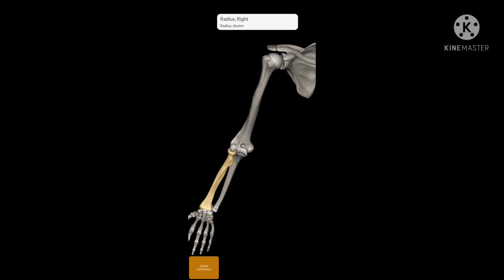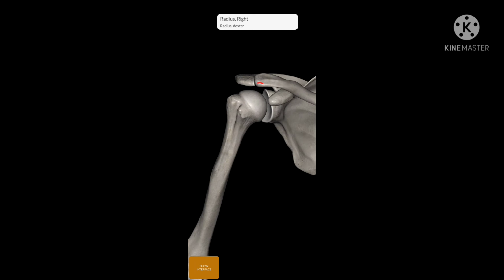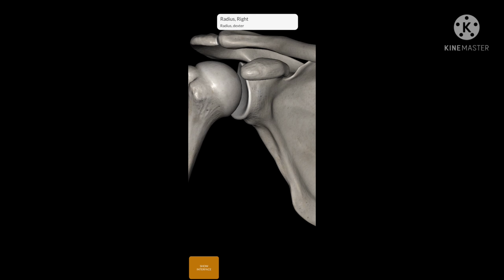Now as you can see the body skeleton, this is the scapula posterior surface, this is the clavicle, and this is the humerus. This humerus is attached to the scapula at the glenoid tubercle. So this is the glenoid tubercle. I'll focus on that. See, this is the glenoid tubercle.